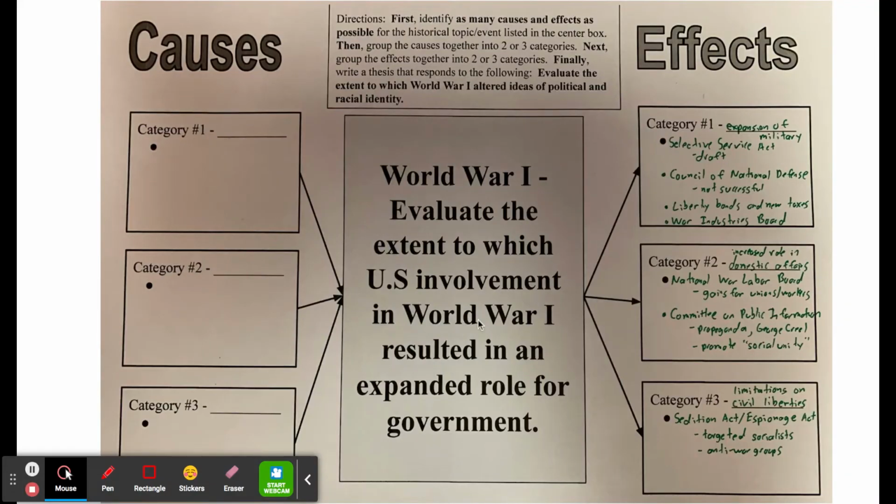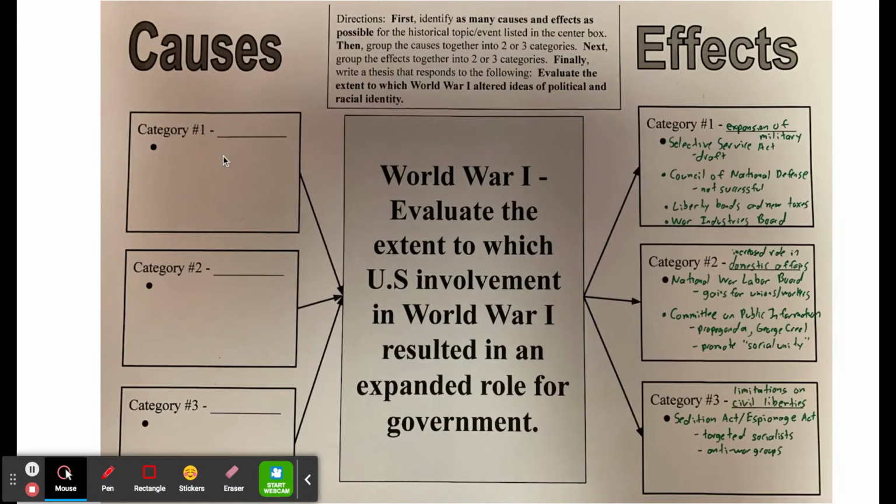Okay, we're going to talk about the U.S. involvement in World War One and how it resulted in an expanded role of government. So we're going to focus on the effects here, but if I was looking at causes here, one of the categories that I might use was something about the progressive influence on the role of government.